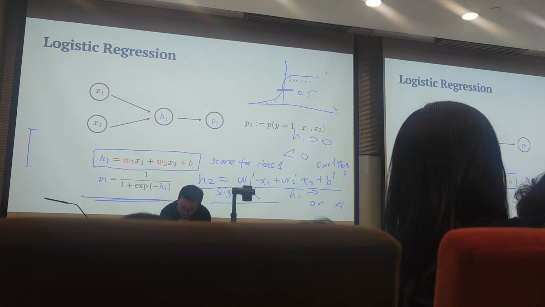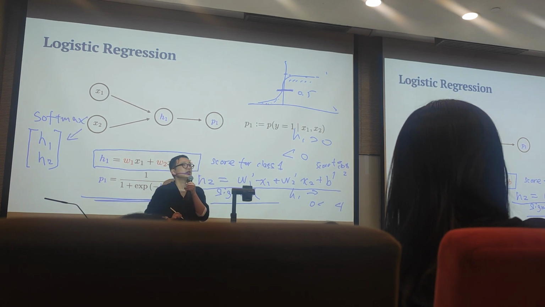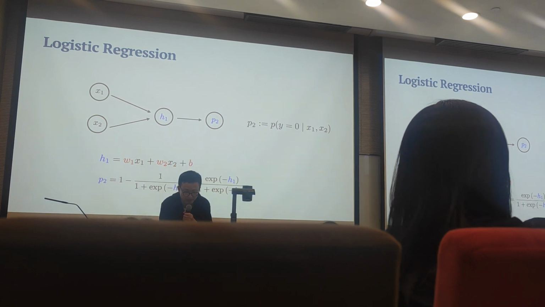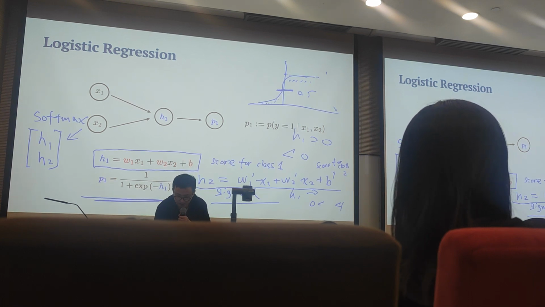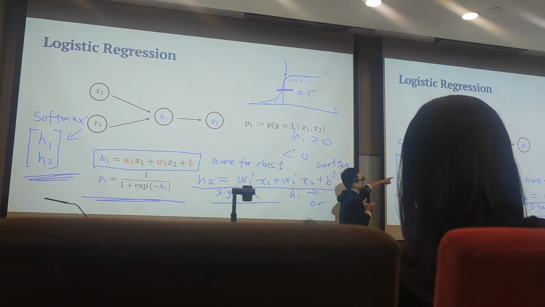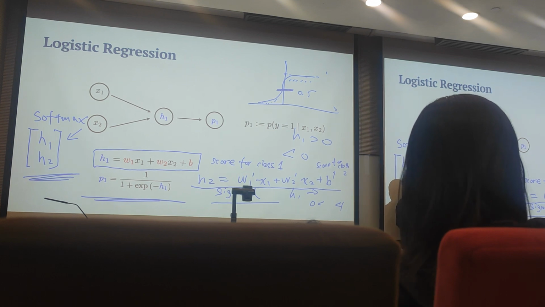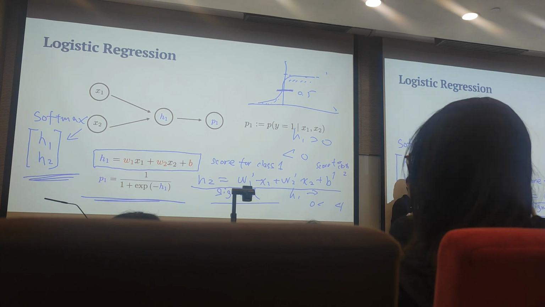Then what we do is put a softmax on top of this. In the first case, when you compute the probability for class 2, you simply use 1 minus that. But here, we're putting a softmax on top of H1 and H2. So this also gives us P1 plus P2 equals 1. It's the same thing because it's normalized here.